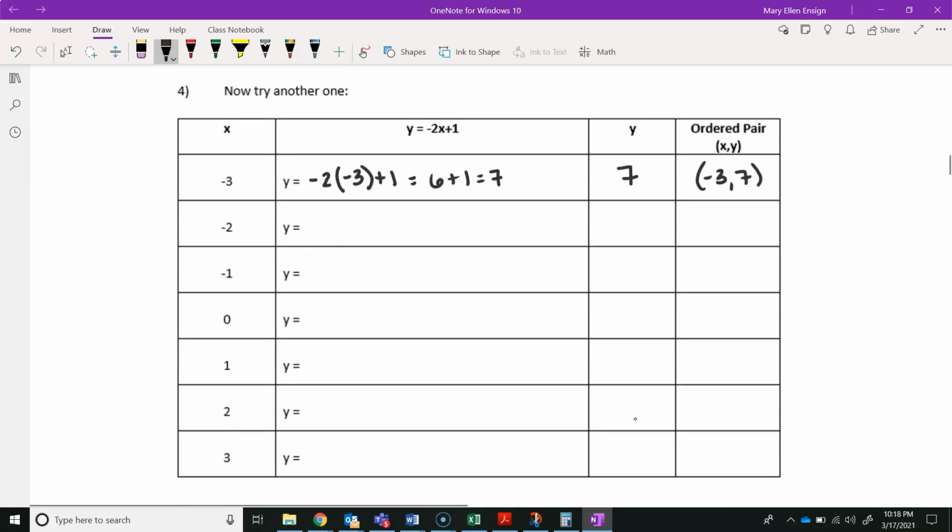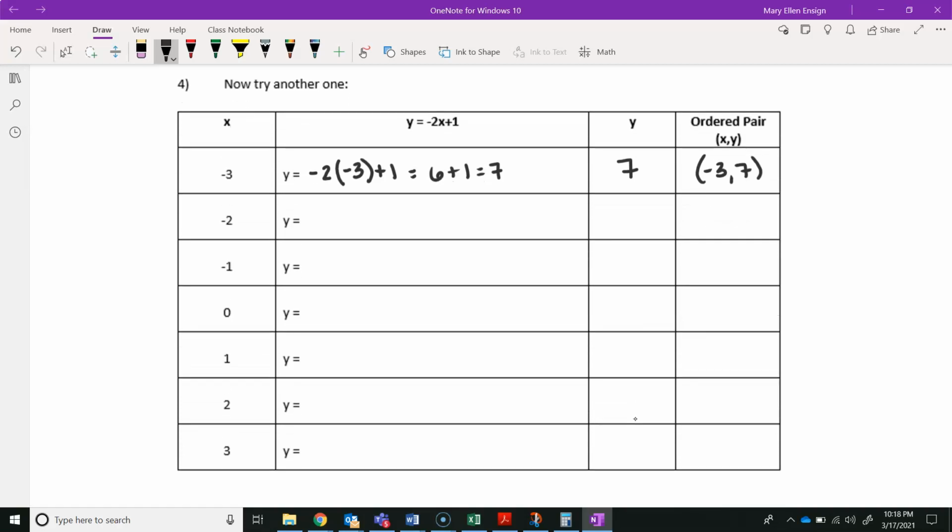So go ahead and complete the rest of this table. Pause the video. When you start it up again, the table will be filled in.